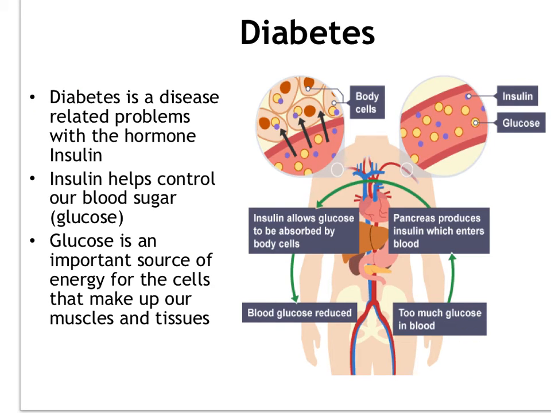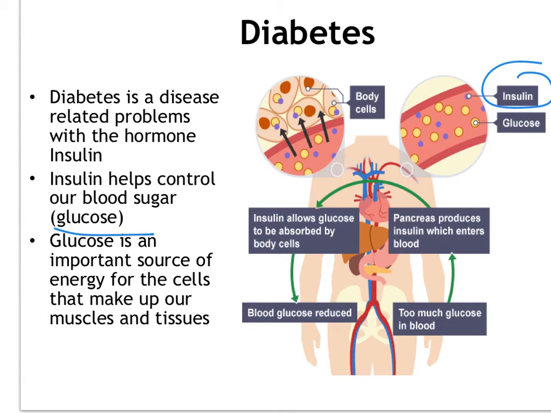Let's move on to our lesson's final lifestyle disease, which is diabetes. Diabetes is a disease related to a person's insulin levels. Now, insulin is a hormone. Back in P5, we learned that hormones are our body's chemical messengers and that they travel through our bloodstream. Insulin helps control our blood sugar level, or in other words, the amount of glucose in our body.